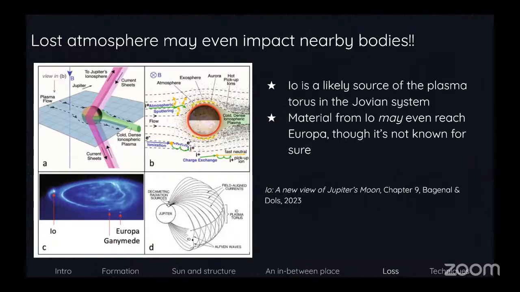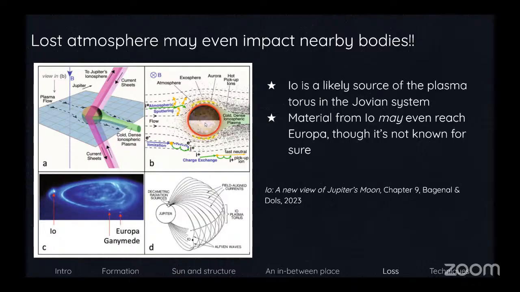Last thing, going back to Io, not only does atmospheric loss remove atmosphere from the planet it's being lost from, but it could also potentially impact the local space environment and other nearby bodies, which I think is super cool. So Io is very likely a source of this plasma torus feature that rotates around the Jupiter system. Due to Io's volcanism, it could be placing stuff into that torus.